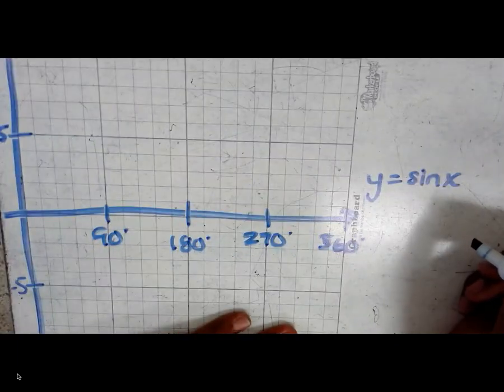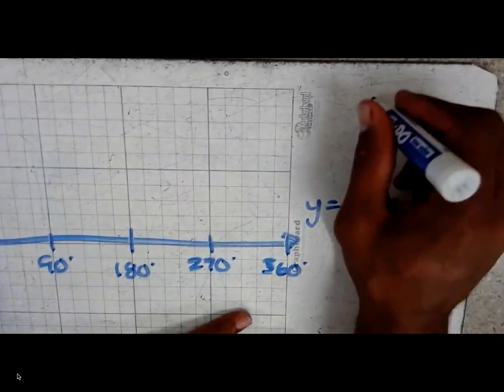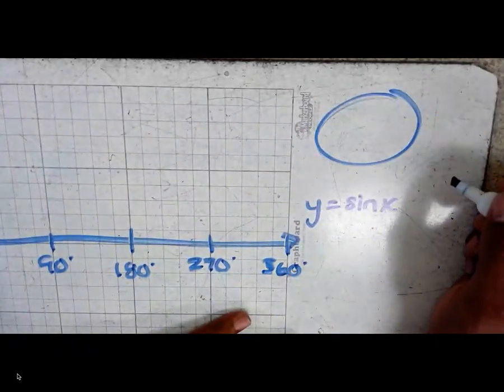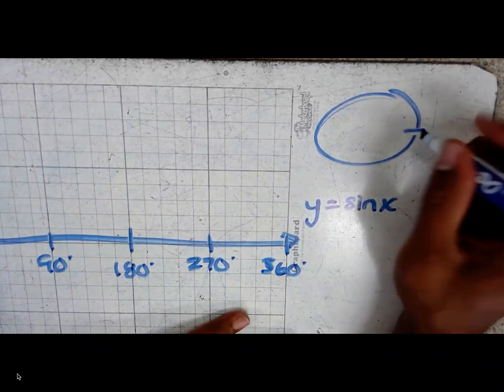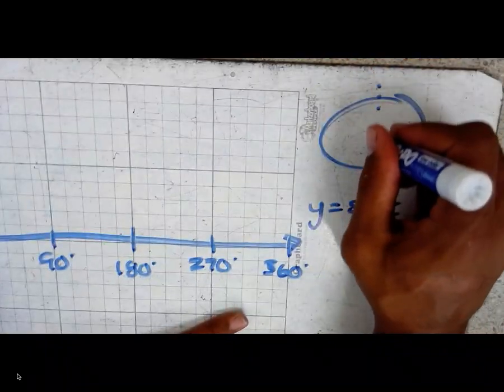In order to graph that and understand what to graph, I'm going to draw a quick little sketch of a unit circle. Remember, when we start over here, the unit circle is on an x and y axis.